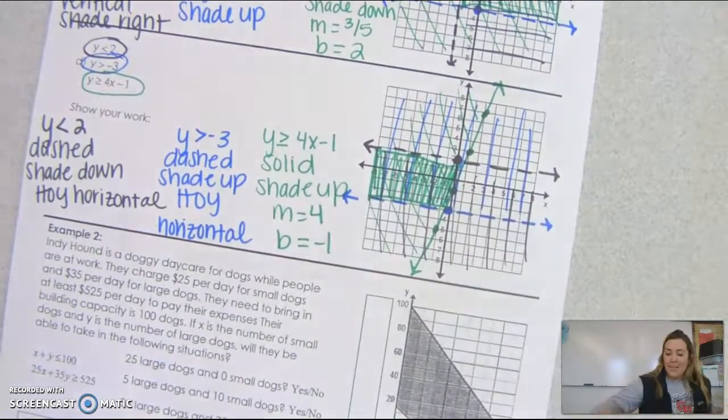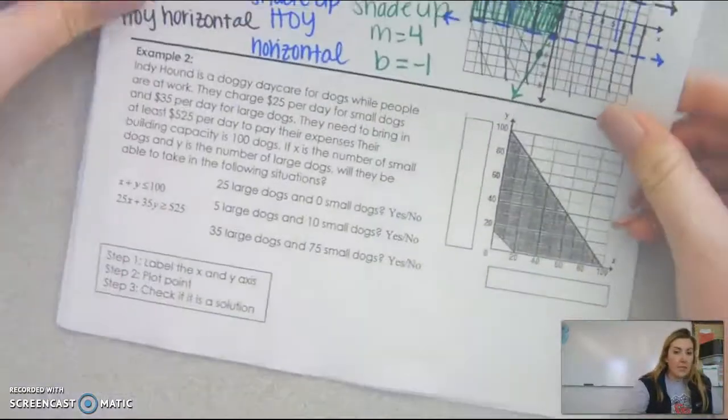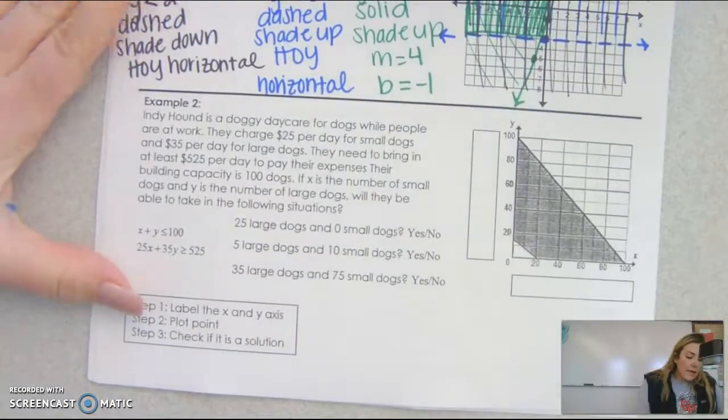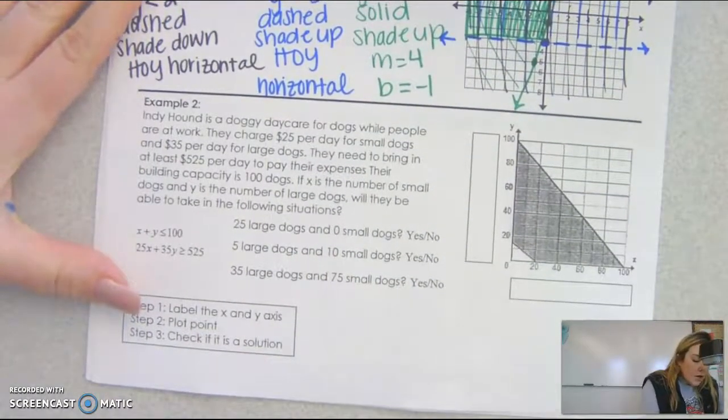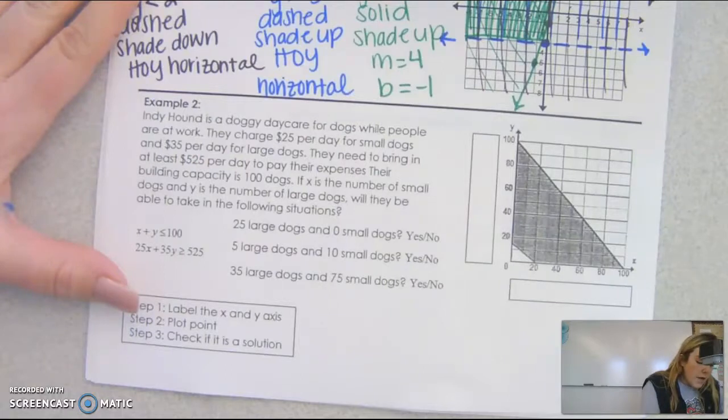Okay? Last problem for these notes, we have a little bit of a word problem. So, example 2. Indie Hound is a doggy daycare for dogs while people are at work. They charge $25 per day for small dogs and $35 per day for large dogs. They need to bring in at least $525 per day to pay their expenses. Their building capacity is 100 dogs. If X is the number of small dogs and Y is the number of large dogs, will they be able to take in the following situations?